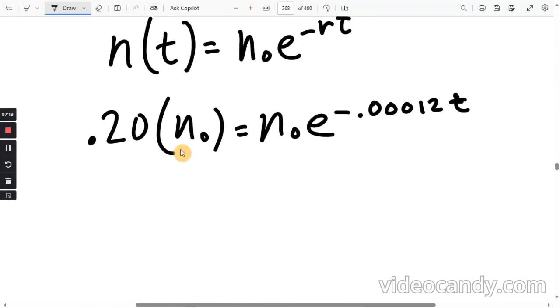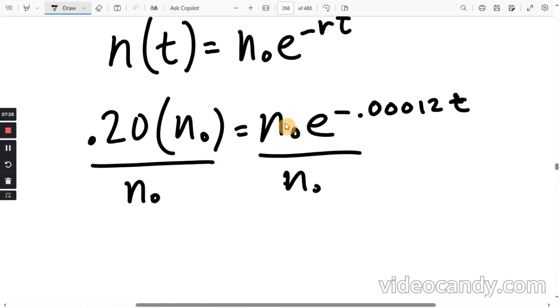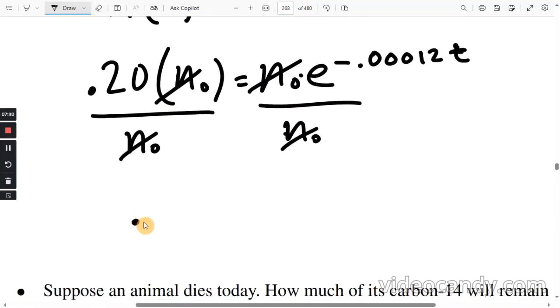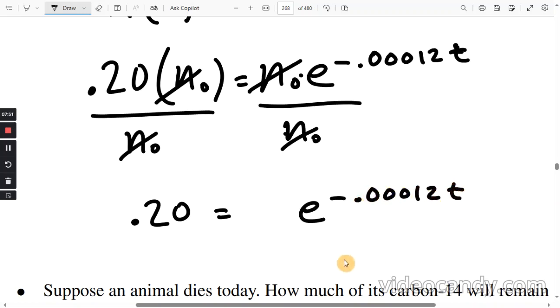All right, as always, we want to get rid of n sub 0. We divide both sides by n sub 0, because n sub 0 is times e, and the opposite of times is divided by. On the left, n sub 0 cancels. On the right, n sub 0 cancels. And we're left with this mess here. So we have 0.20, and that's going to equal e to the negative 0.00012 t.